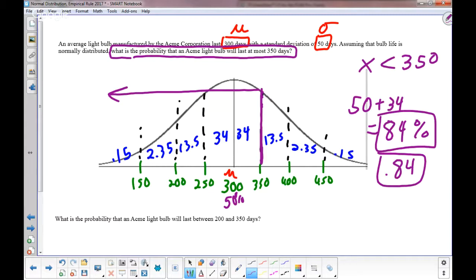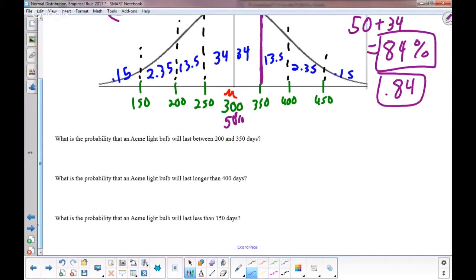The probability is that a light bulb will only last up to 350 days, 84% of the time. Which means, odds are you're going to have to replace a light bulb within 350 days. So it'll last almost a year. Could you have one that lasts more? Yeah, you have a 16% chance that it'll last longer than that. But for right now, 84% chance it'll last less than that.